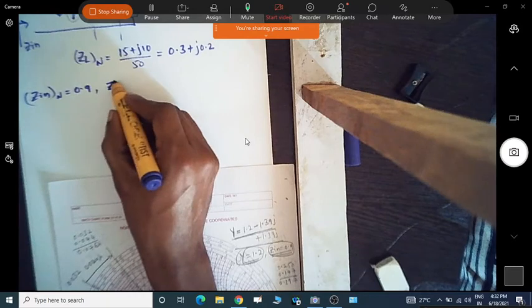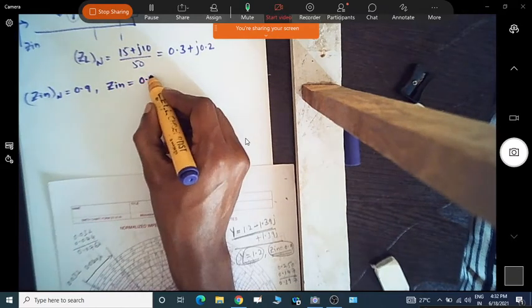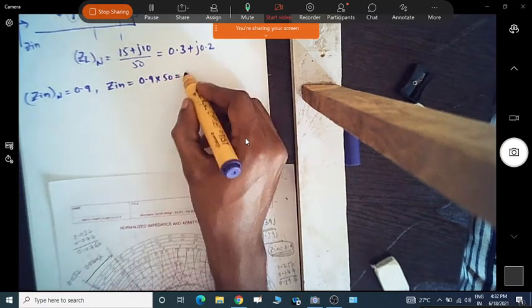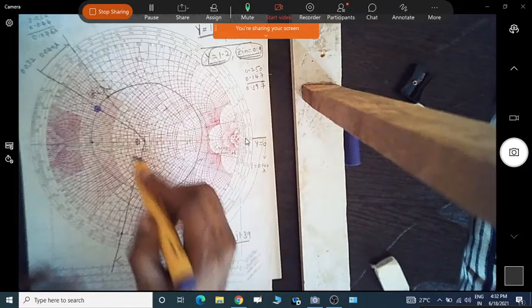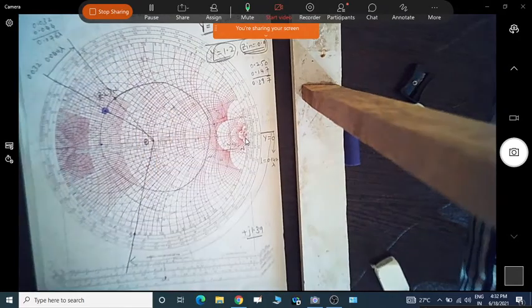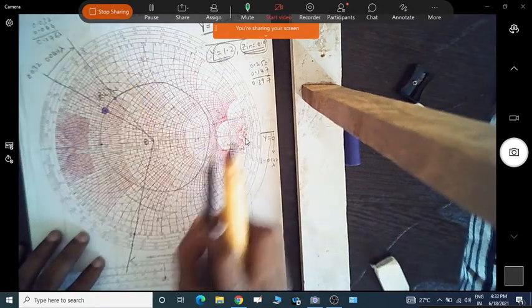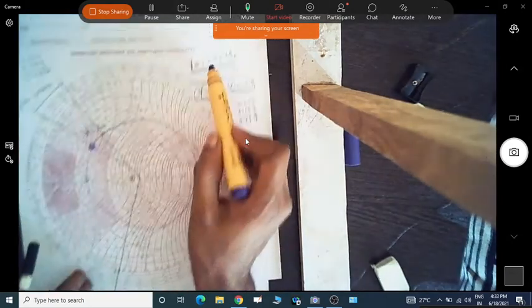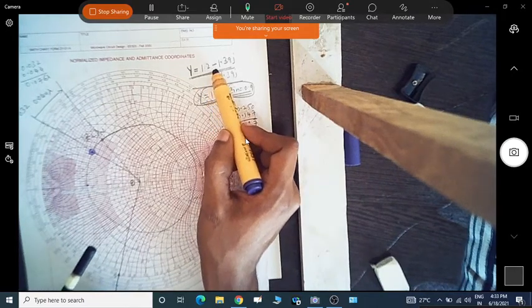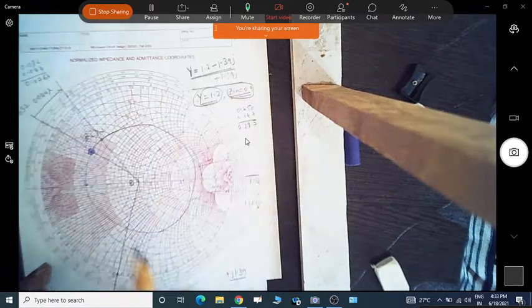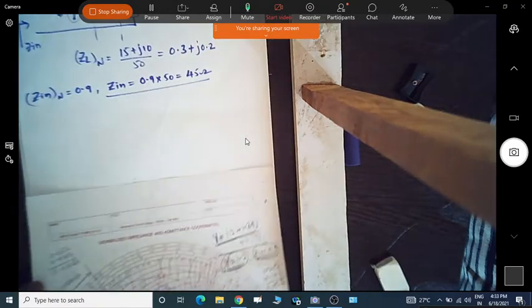So the Z in absolute value is 0.9 into 50 ohm, that is 45 ohm. This is actually an approximate value, you got it. Since the points are missing, it is acceptable plus or minus 0.1 here. Beyond that it will not be acceptable. So this is how we can find out the input impedance point.